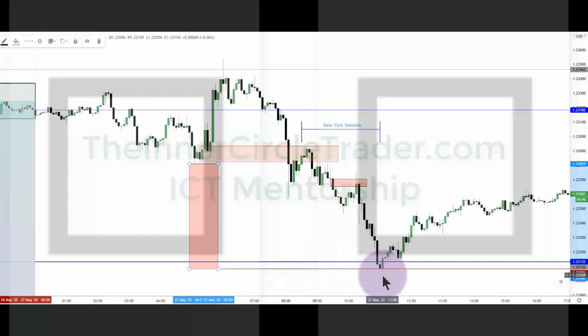Yes, you get a little bit of a tail action in there that's variance, but that's fine. It's normal. We're looking at the bodies of the candle to get the bulk of the volume. And that, my friends, is going to be it for this one.